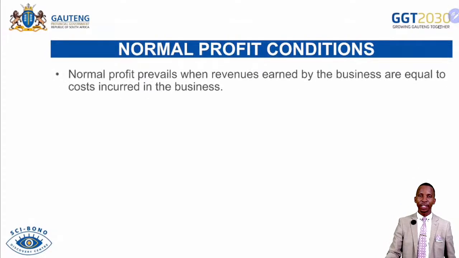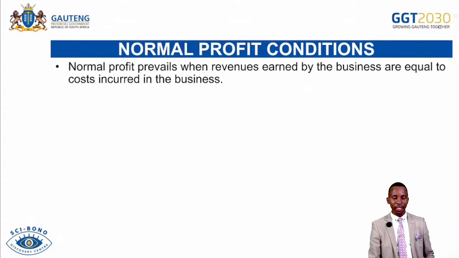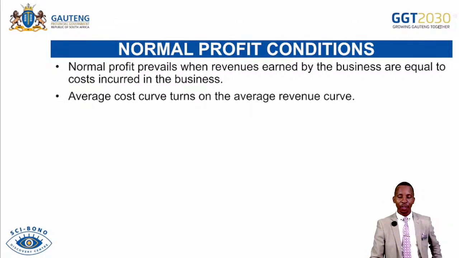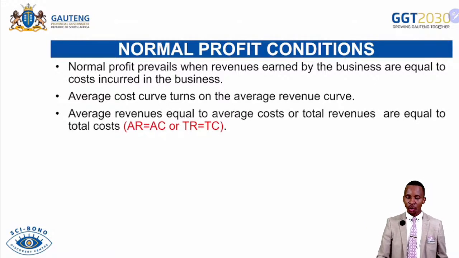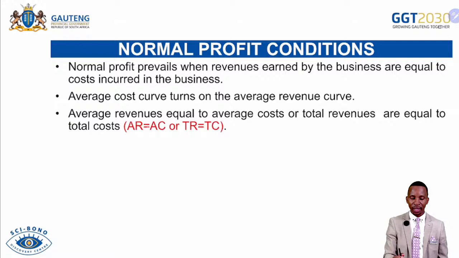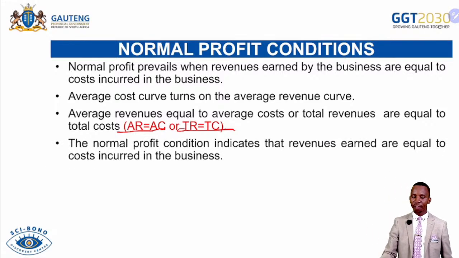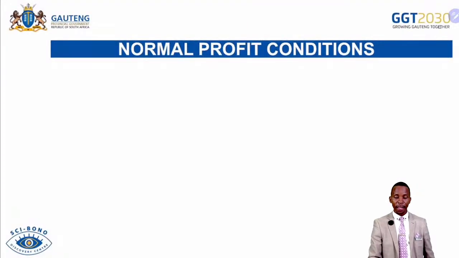Then the normal profit. Normal profit prevails when revenues are equal to the cost of doing the business, and average cost lies along, or on, the average revenue curve. And then average revenues are equal to average cost, or total revenues are equal to total cost. So this occurs: AR equals AC, or TR equals TC. The firm is making a normal profit or breaking even. The normal profit condition indicates that the revenues earned are equal to the cost incurred in the production process of the business. And then we continue.